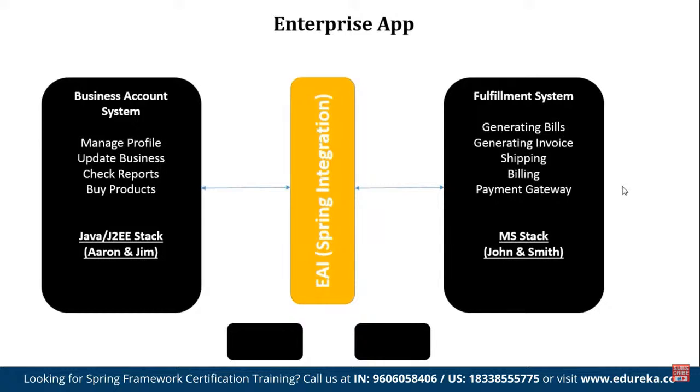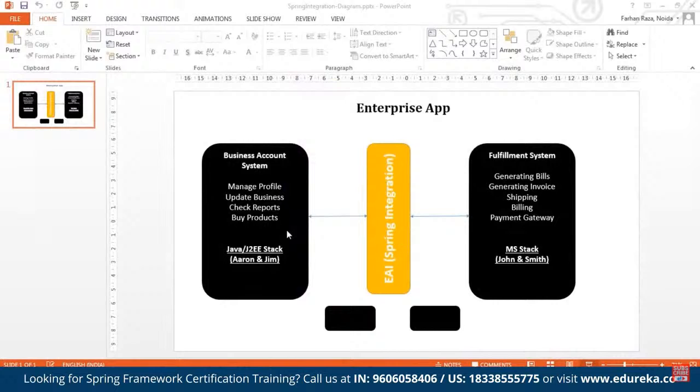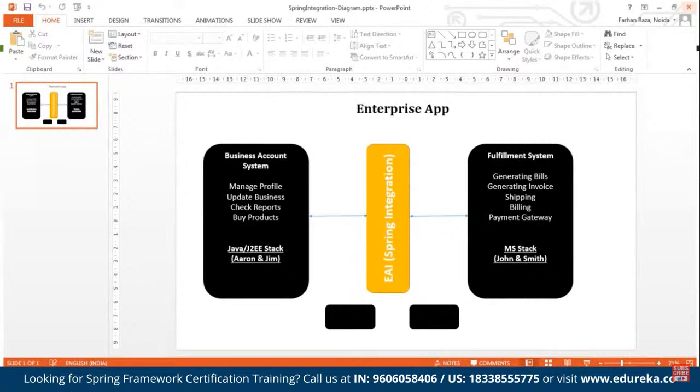Now, what to do? In that case, we can use the Spring Integration API to let them communicate together. So in case of, let's say, generating billing, the fulfillment system needs product information, or some customer data, which is maybe residing in the business account system. This kind of back and forth information flow happens between two different systems, and to handle that, we have some messaging APIs which work with the help of Spring Integration in between. So let me show you how the message flows in between.